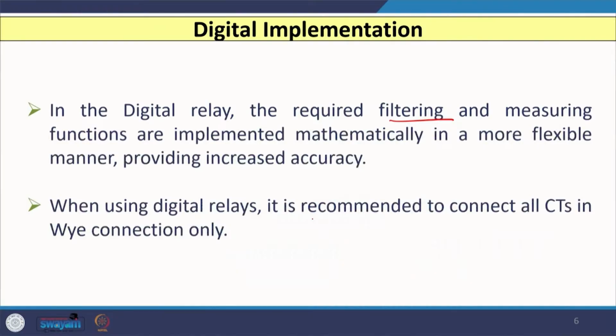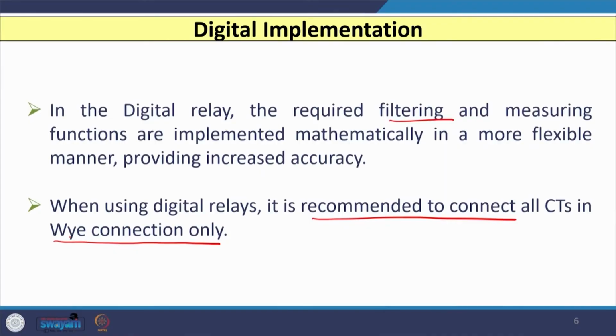When we use digital relay, it is recommended by most of the manufacturers that all the CT connections are in Y fashion only. As I told you in the previous class, if I connect the CTs in delta fashion, then there are certain disadvantages like increase in burden, complex wiring, and other things. So, if we wish to avoid those disadvantages, then we have to go for Y connection of CTs, and it is recommended for digital relay by most of the manufacturers.